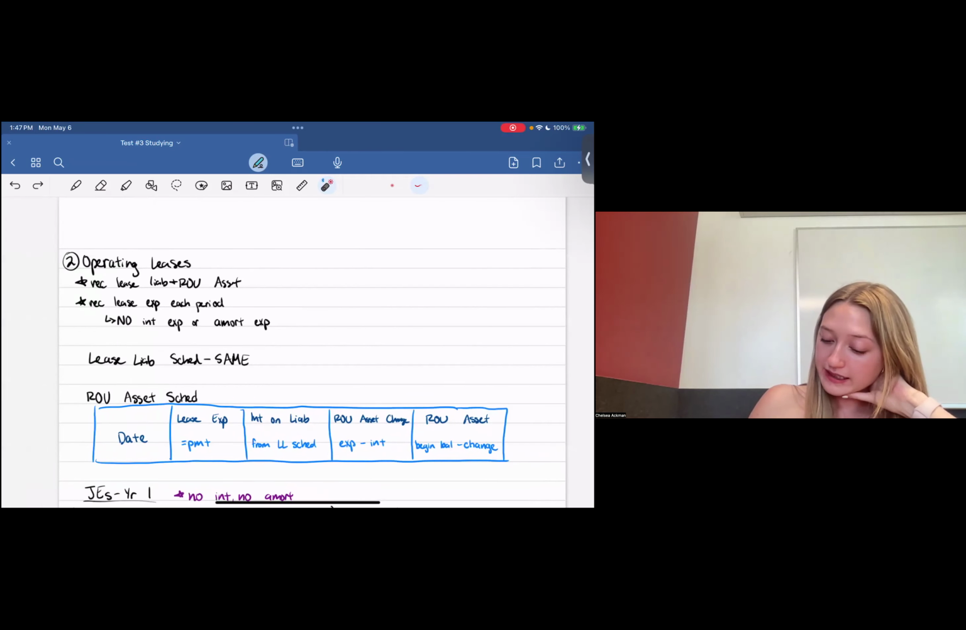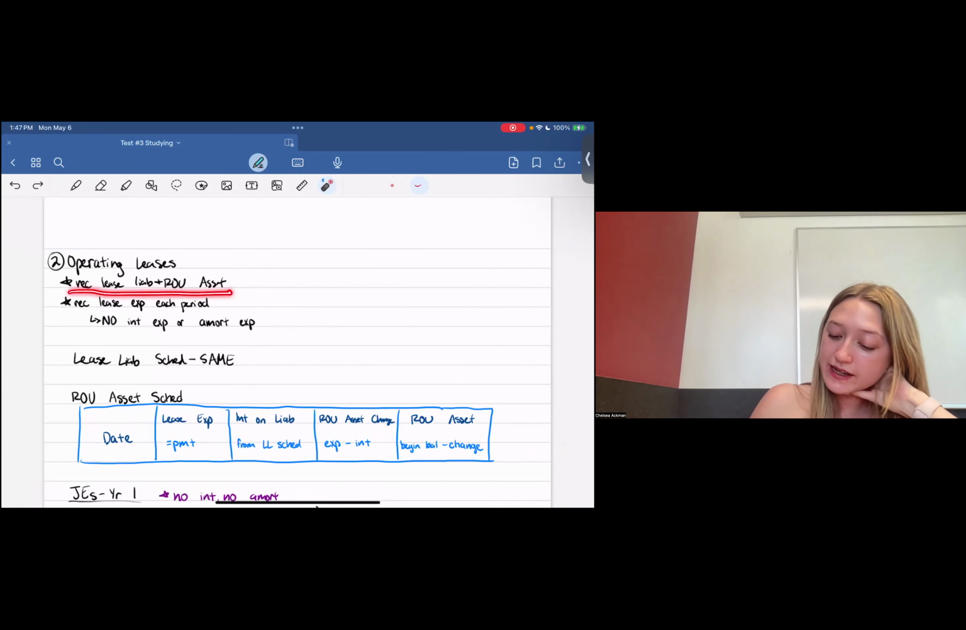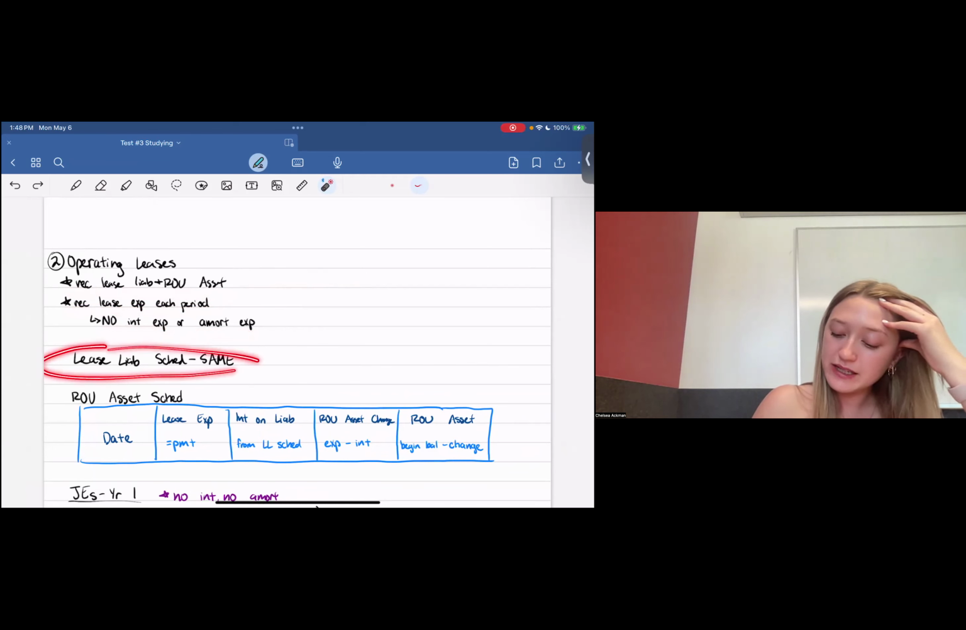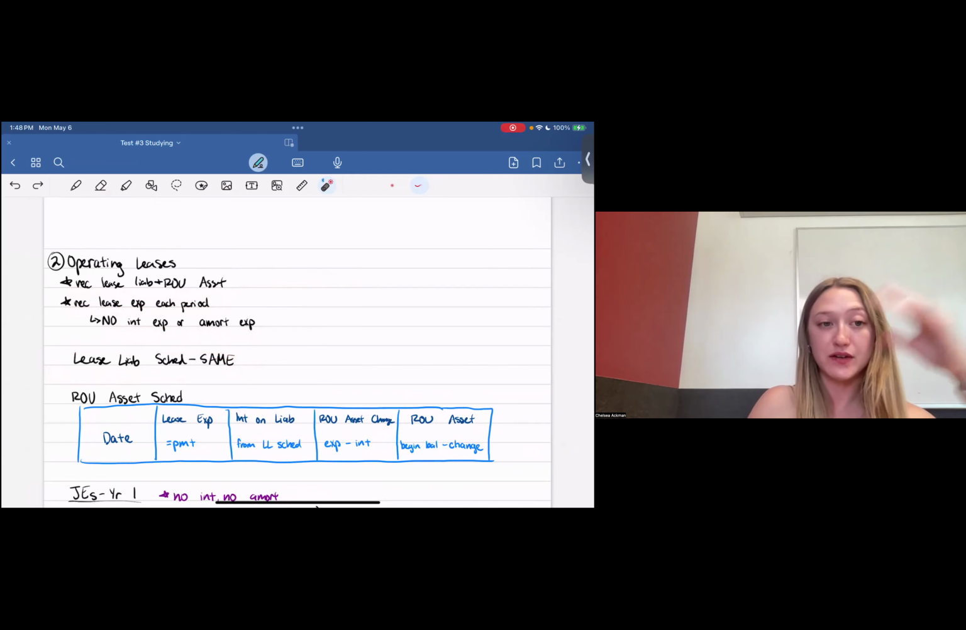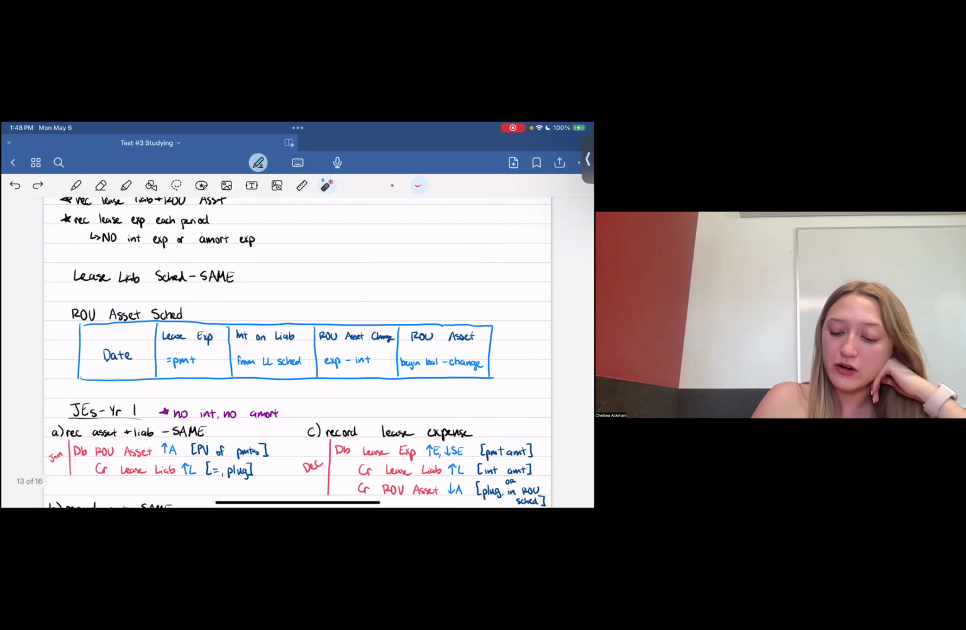Next, for operating leases, you're going to again record the lease liability and the ROU asset for that same value, the present value of the lease payments, and then you're going to record the lease expense for each period. There's no interest expense and no amortization expense. The lease liability schedule, like I said, is the exact same as it was for finance leases, but we also have an ROU asset schedule when we have operating leases.